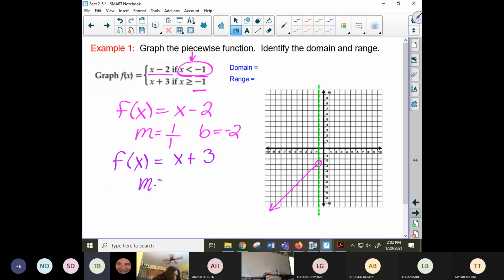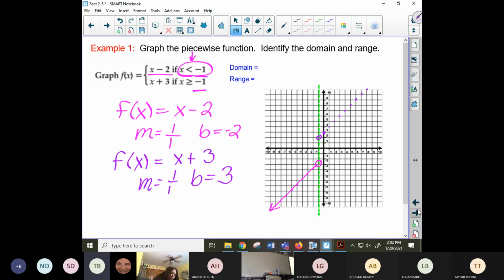My slope is what's in front of the x, which is 1/1. My b is my constant, which is 3. So I'm going to go up to 3. And now my slope is up 1/1. And this one I can continue. Okay. But notice I want to start it on the green line. So I'm going to want to go down 1, left 1 to see where I started.